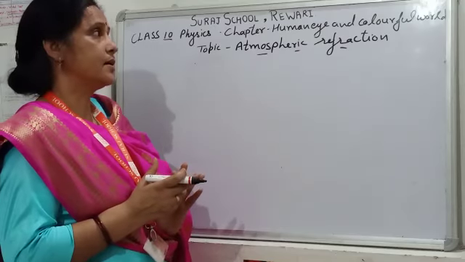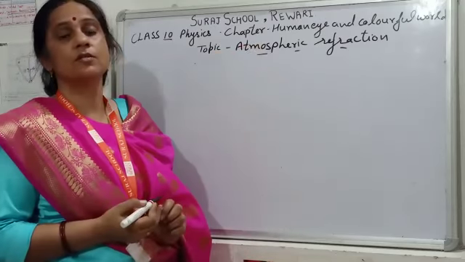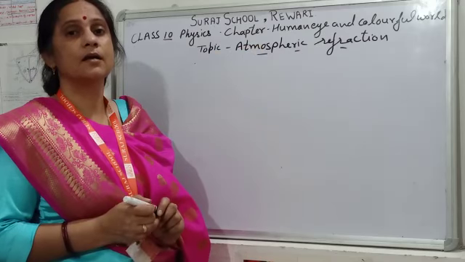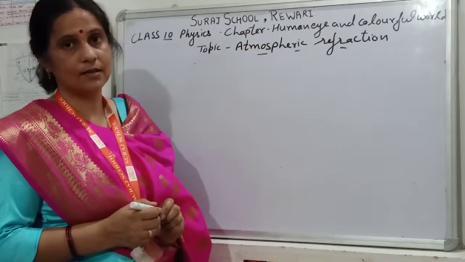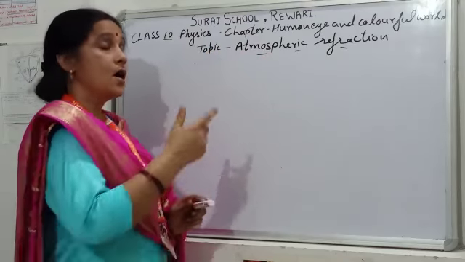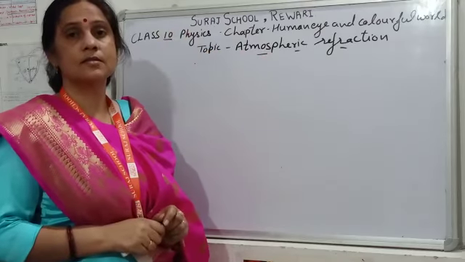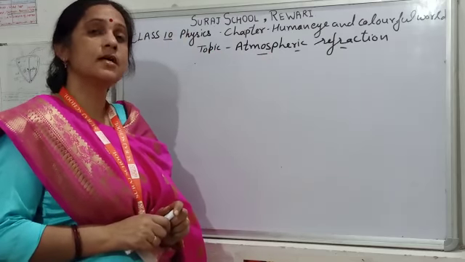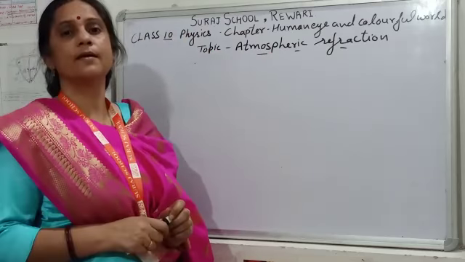In this way, atmospheric refraction causes different phenomena on our earth, like advanced sunrise, delayed sunset, higher position of stars and twinkling of stars, and planets do not twinkle.